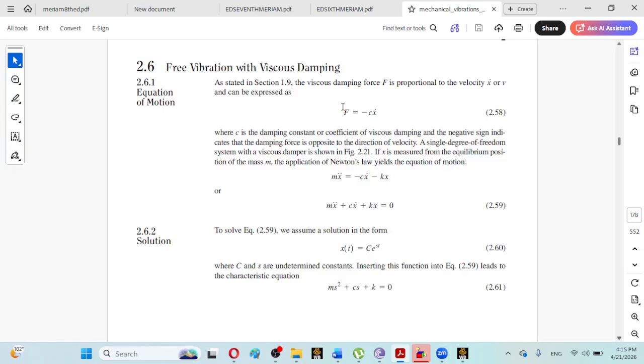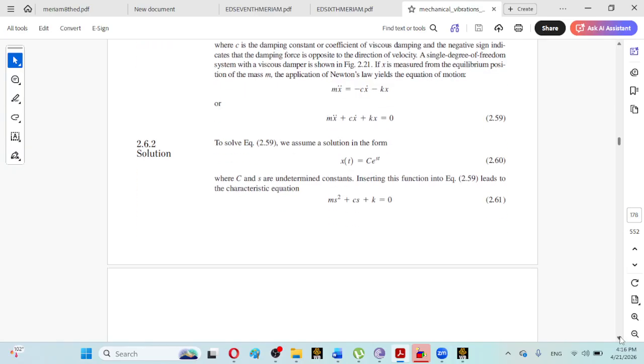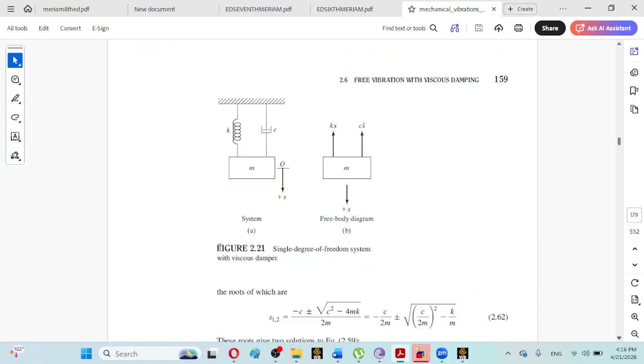Similarly, as we had derived the relations for the undamped free oscillations, we will again be deriving the governing equation using Newton's second law. First of all, equation 2.58 states that F is equal to minus c x dot. What is F? F is actually the damping force. Here you can see the schematic or model diagram in figure 2.21.